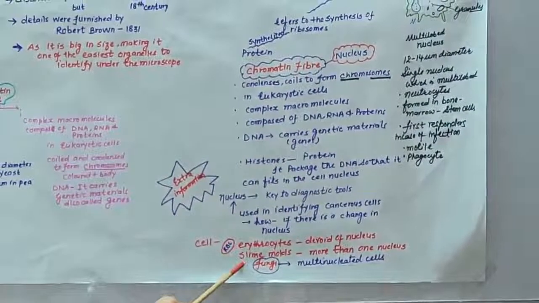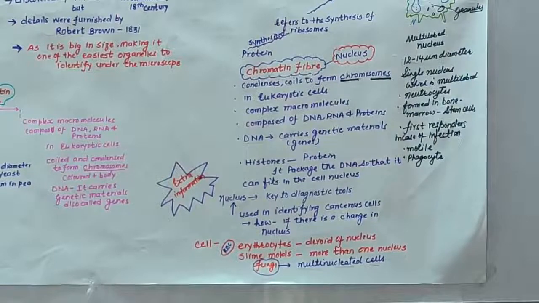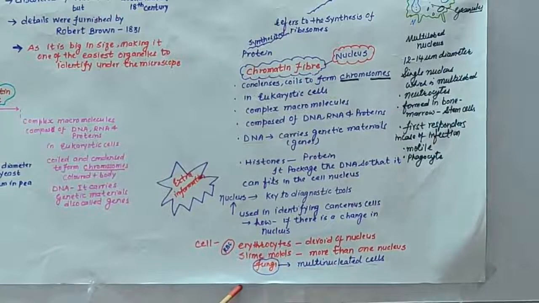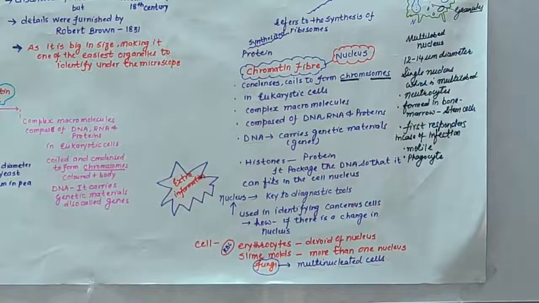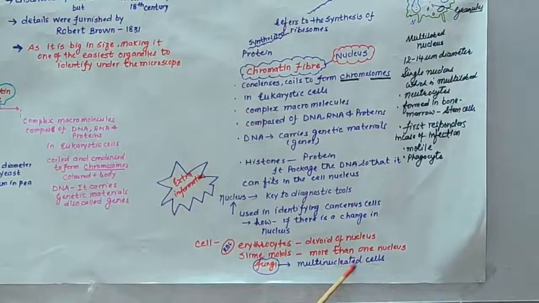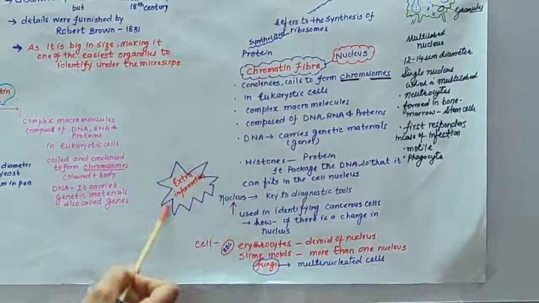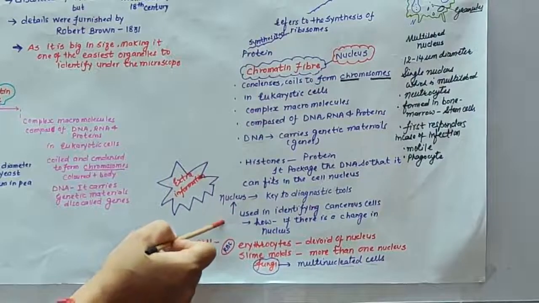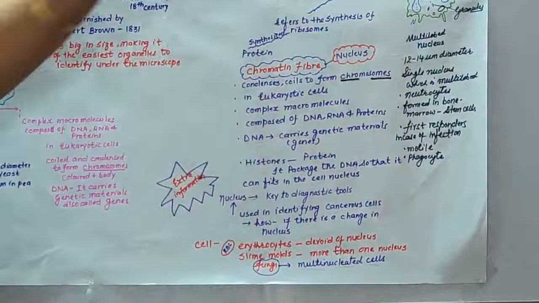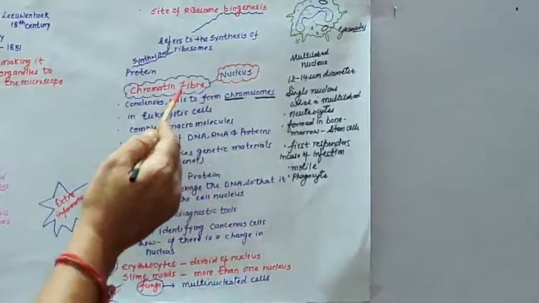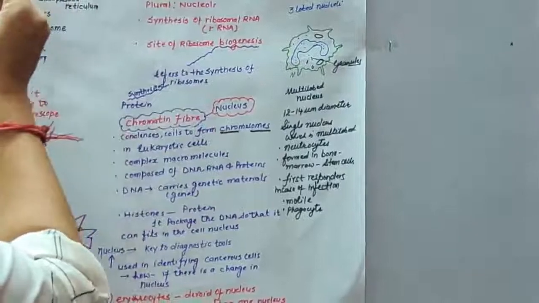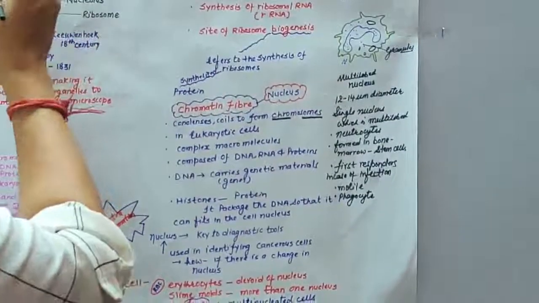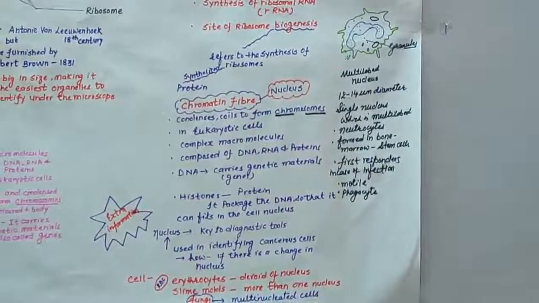Okay, there is one microorganism called slime molds. It is a fungus. It has more than one nucleus. If a cell contains more than one nucleus, it is called a multinucleated cell. This is extra information which I am giving you. Now I have correlated neutrophil with the chromosome or the nucleus. Let's see how. Let's see the correlation.